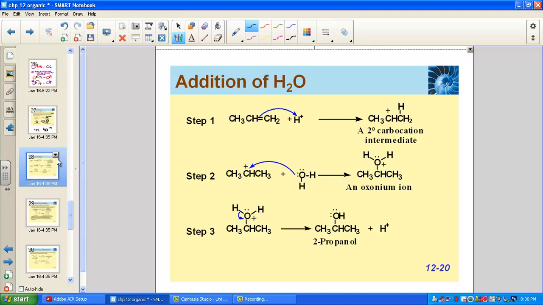In this particular reaction mechanism, we see a 3-step process. Adding an HX was a 2-step process. Here we're going to have a 3-step reaction mechanism. Let's take a look. Thinking of water, step 1, break apart the double bond. Follow the transfer of that electron to the hydrogen ion, forming a carbocation intermediate. Same first step as when we added HX.